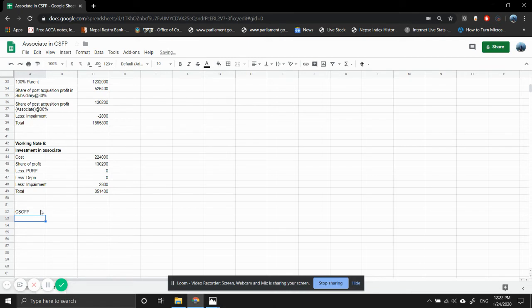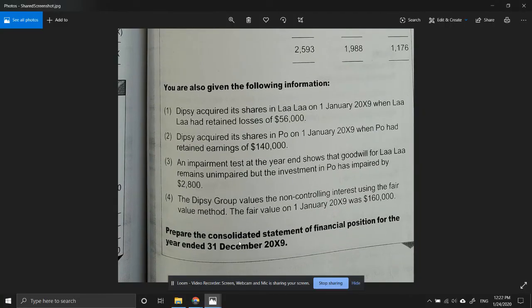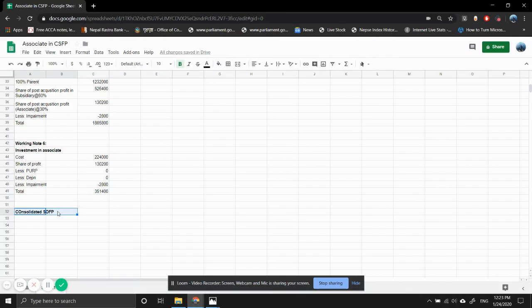Okay, consolidated SOFP. That's what we are asked by the question, right? Isn't it? Let's check it out. Yep, consolidated statement of financial position for the year ended December. So that's what we are being asked. So let's prepare that, and then non-current assets. Current assets.